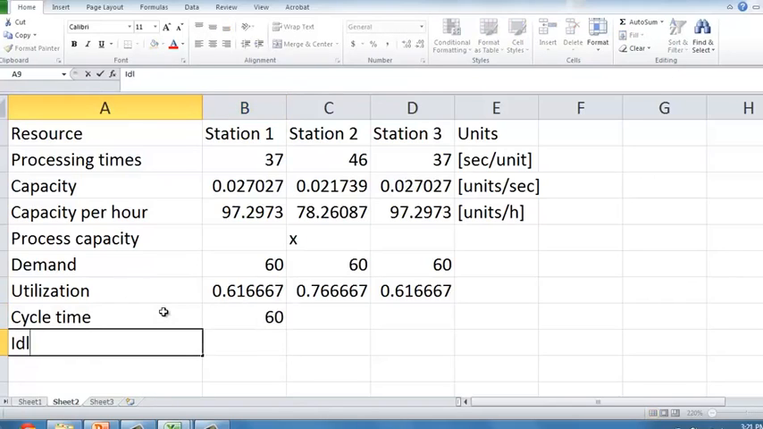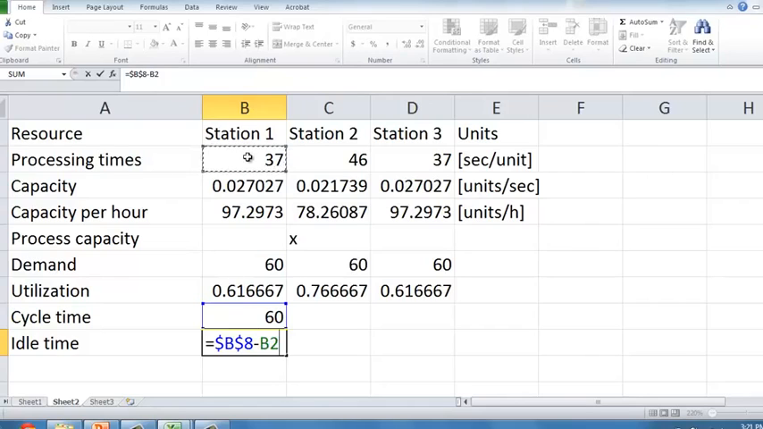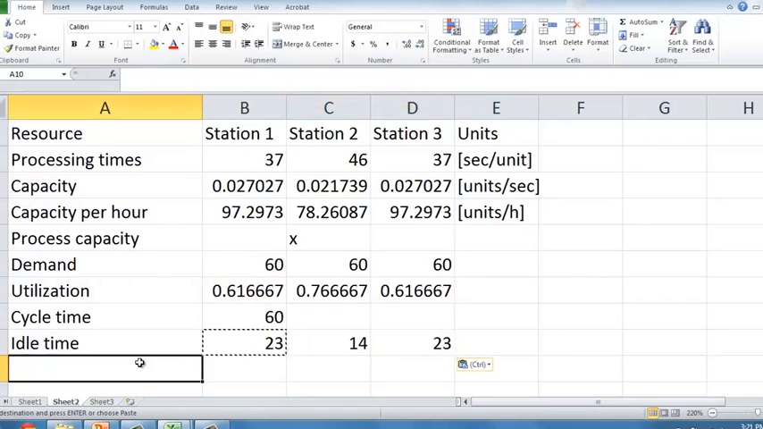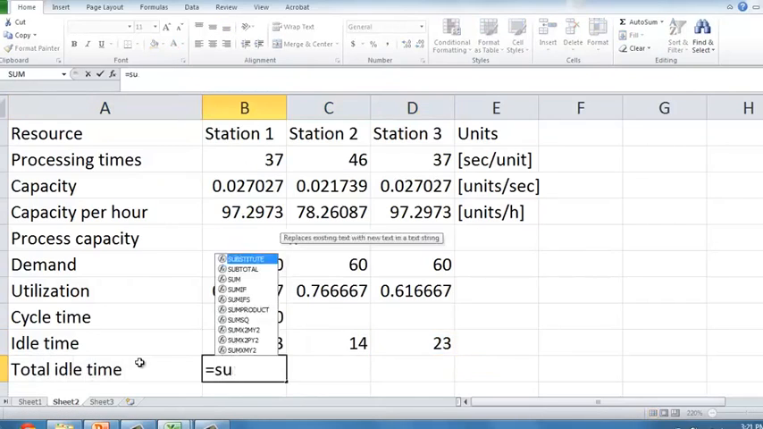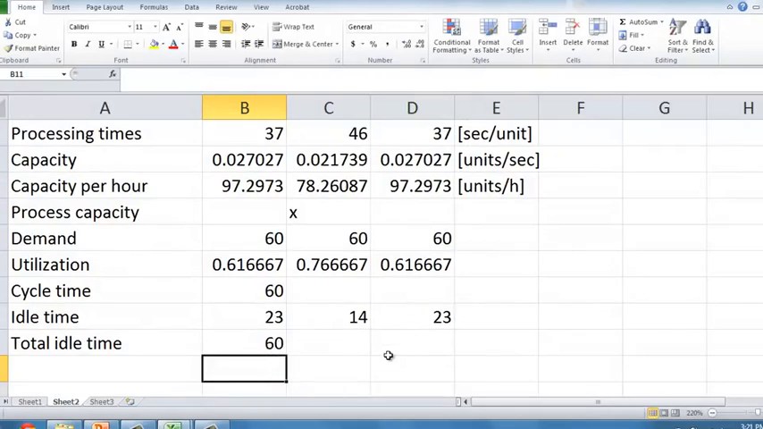We then can compute the idle time of the various resources as the difference between the cycle time and the processing times. We can sum up the total idle time and find it to be 60 seconds. This is really 60 seconds per sandwich.